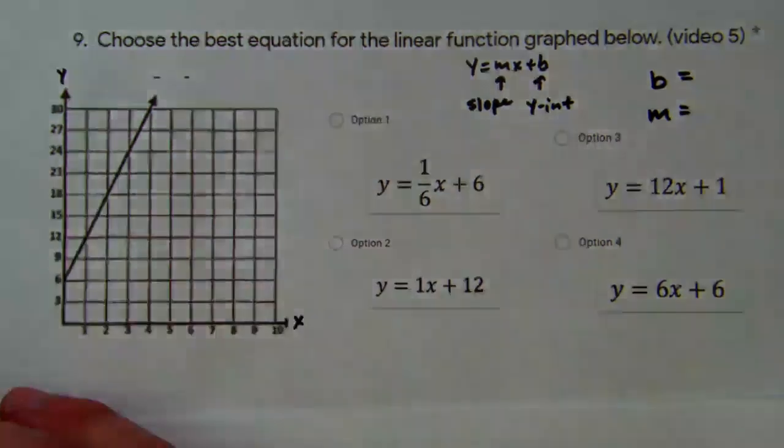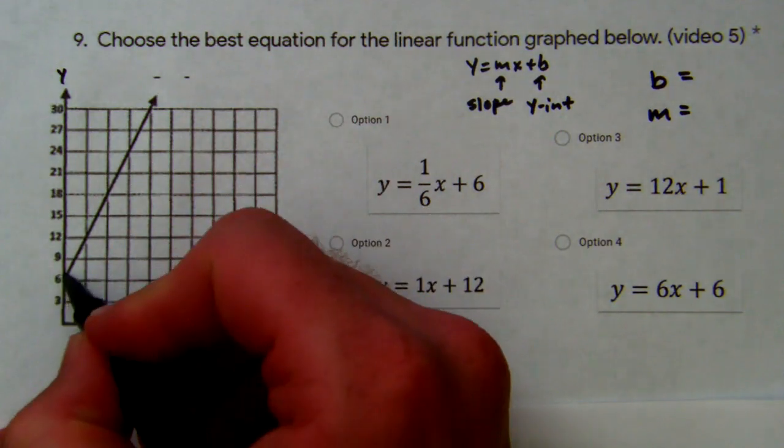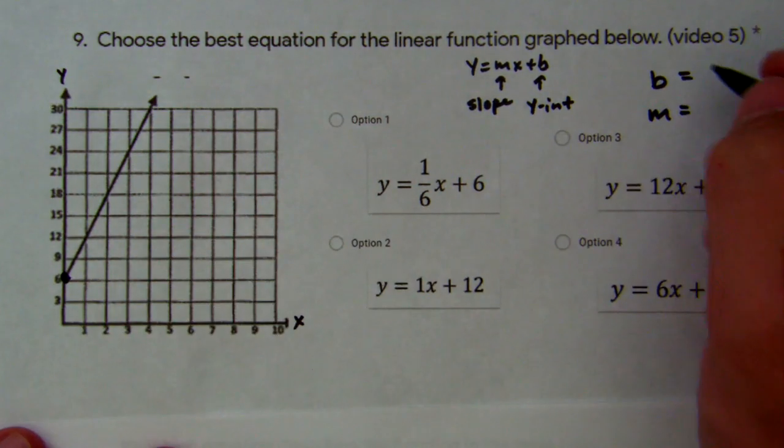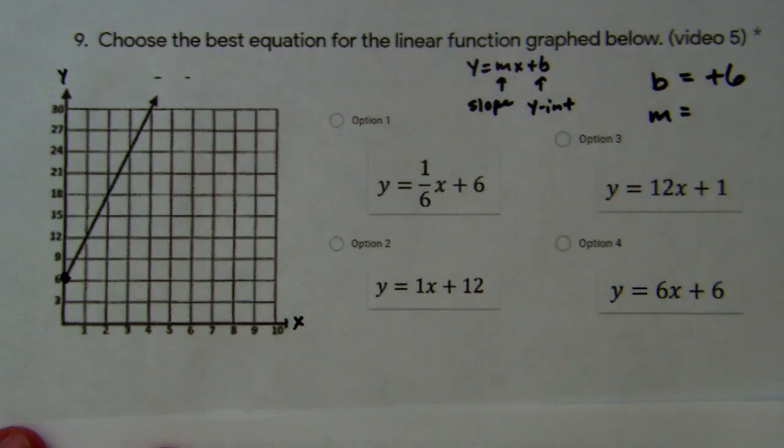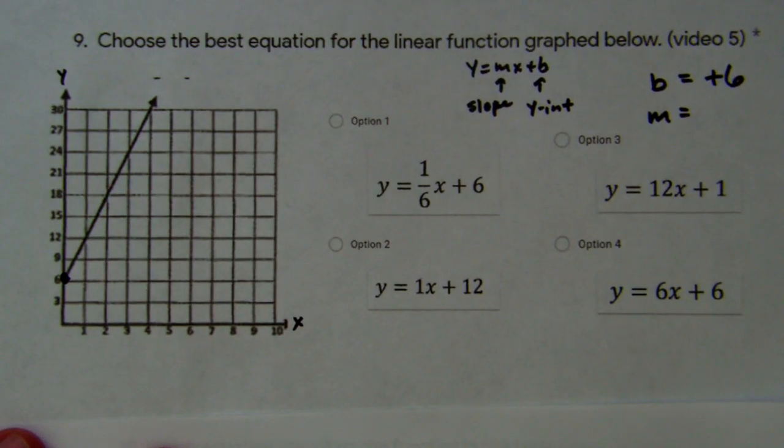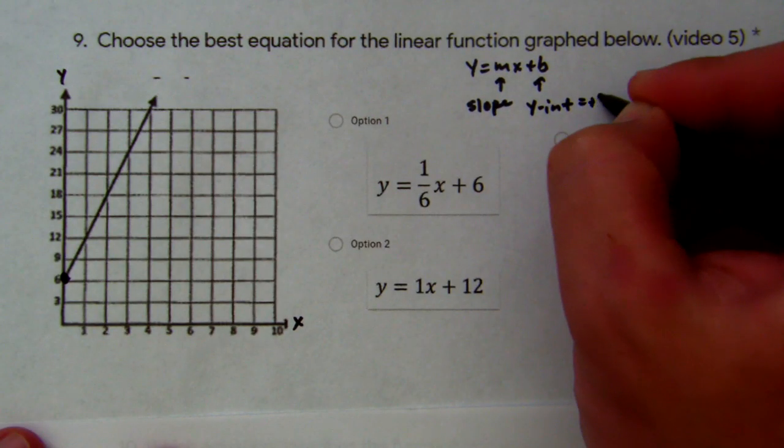We're going to look where the graph crosses the y-axis. And remember, the y goes up and down. So we look, oh, it's right here. It's positive 6. So b is positive 6. So let's take a look at our options. Let's see if we have an equation that has a plus 6 at the end, because this is plus 6.